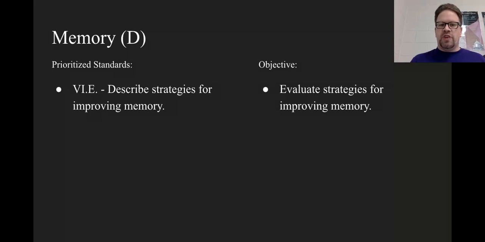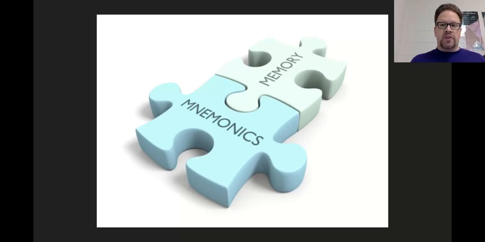All right, this is Memory, Section D lecture. Our prioritized standard is 6E. Objectively, we're going to evaluate strategies for improving memory. So mnemonics are techniques for improving memory, especially by making connections between new material and information already in long-term memory. There's lots of different types of mnemonics, more than we'll actually talk about here, but just to give you a sample of some of them.